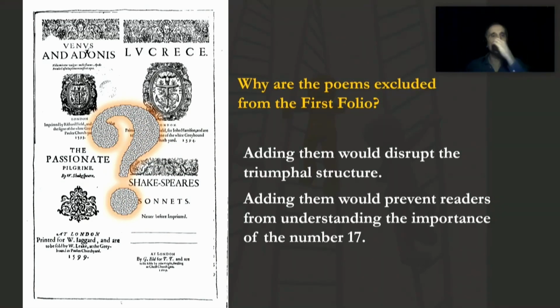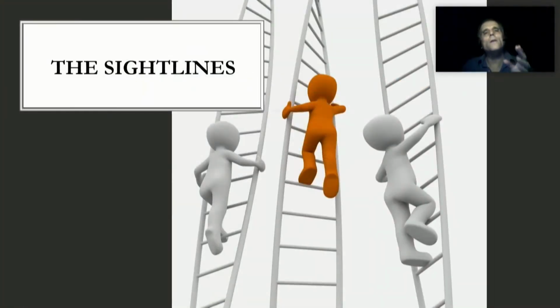We can also answer, why are the poems excluded from the First Folio? The answer is the same as for Troilus and Cressida. Adding them would disrupt the triumphal structure, and adding them would prevent readers from understanding the importance of the number 17. We will now look at the sightlines from the catalogue's headpiece ornament.